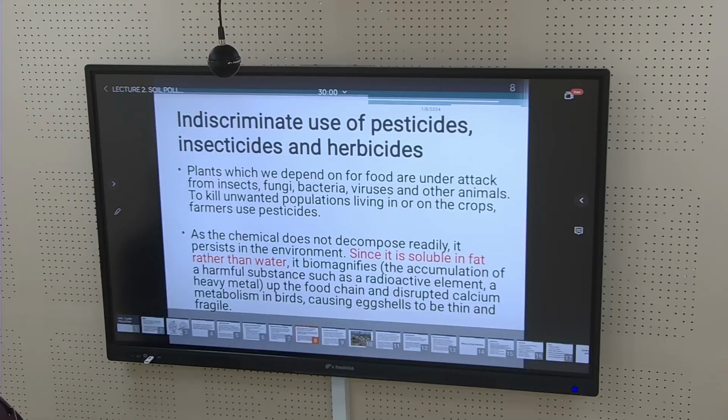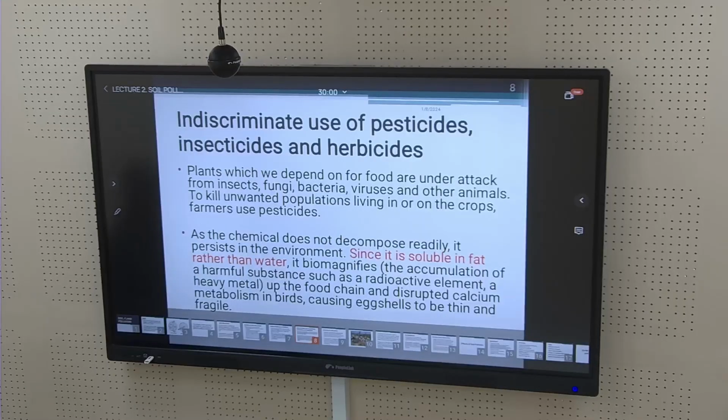Again, if we're not carefully selecting which pesticides and insecticides to be used in our agriculture, plants which we depend on for food are under attack from insects, fungi, bacteria, viruses, and other animals. To kill unwanted populations living in or on the crops, farmers use pesticides.